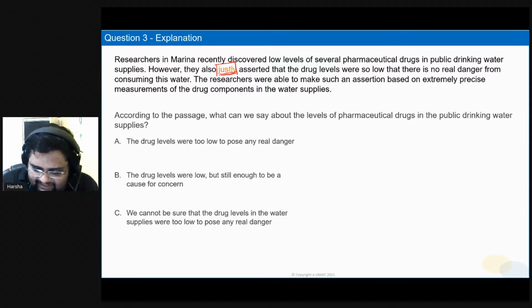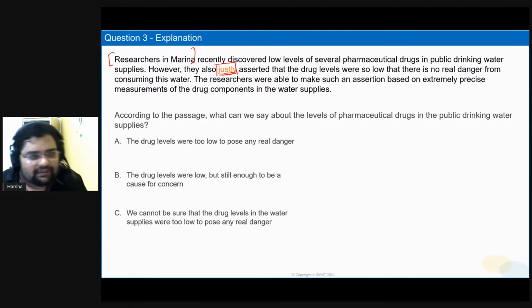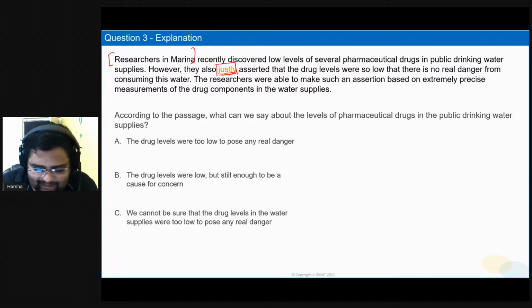So the author is quoting the researchers in Marina. These researchers in Marina are making some assertion, but this one word justly tells you that, as per the author, whatever assertion these researchers in Marina are making, it's totally fair. It's fair. It's correct. Or in other words, I agree with it. So it's not just that the researchers in Marina are saying this; it's something the author also agrees with.